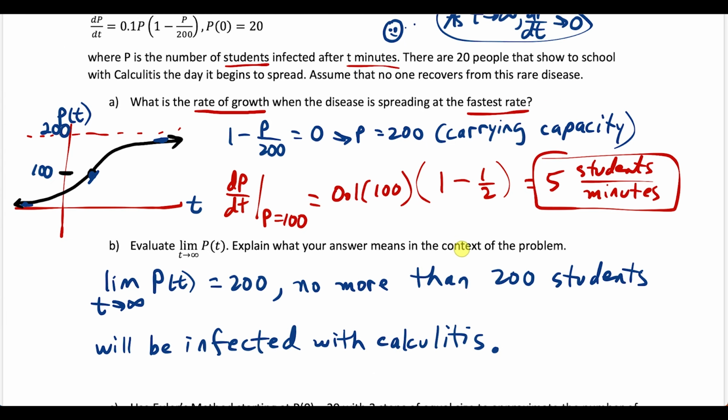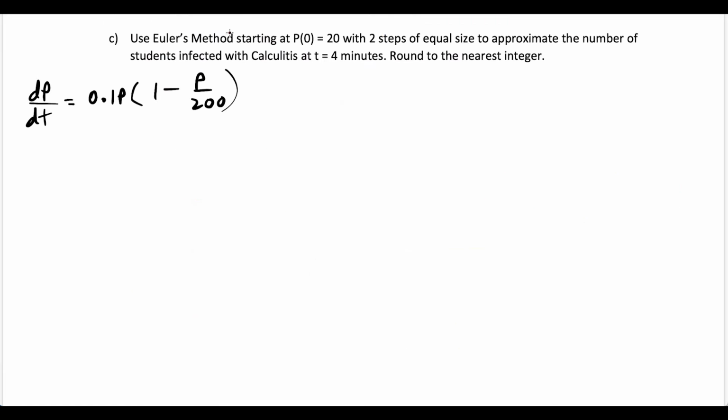Now, if this is a type of question that you struggle with, just go back and think about the meaning of P of t. P tells us the number of students infected with calculitis. That helps me construct my sentence here, that the limit approaching 200 tells us that no more than 200 students will be infected. So part C, we're using Euler's method.